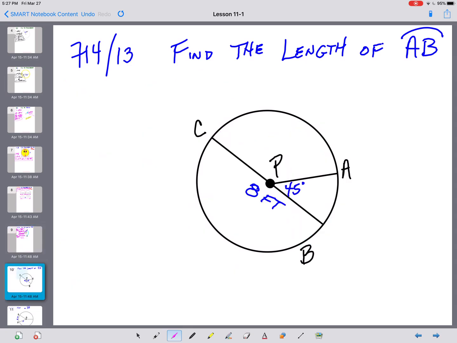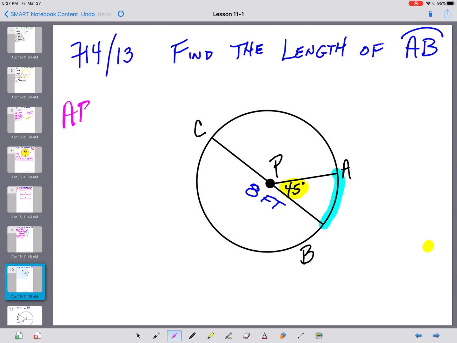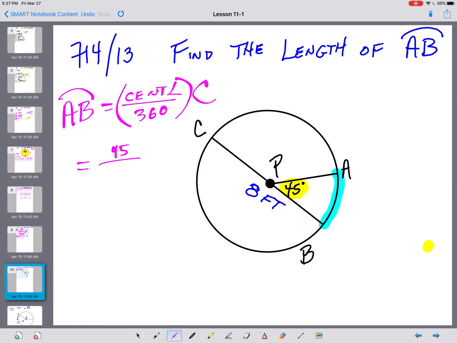Okay, 13. Again, they want us to find the arc length. Again, they give us a central angle. It opens up to the arc we want. We want arc AB. Arc AB equals central angle over 360 times the circumference. Central angle, 45, divided by 360 times the circumference.